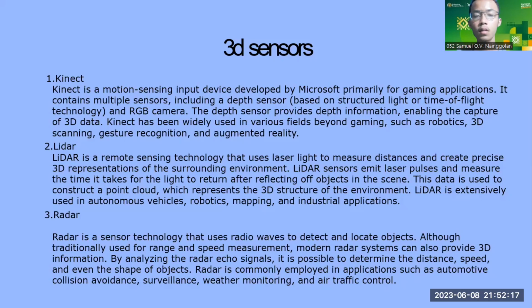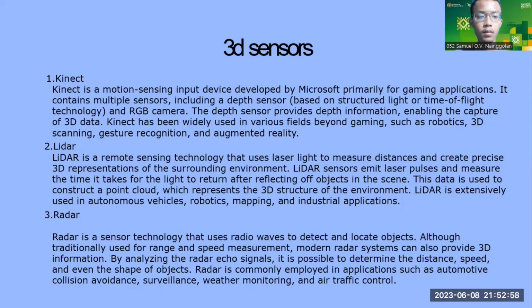Next, 3D sensors. First, Kinect is a motion sensing input device developed by Microsoft primarily for gaming applications. It contains multiple sensors, including a depth sensor, based on structured light or time of flight technology, and an RGB camera. The depth sensor provides depth information, enabling the capture of 3D data. Kinect has been widely used in various fields beyond gaming, such as robotics, 3D scanning, gesture recognition, and augmented reality.